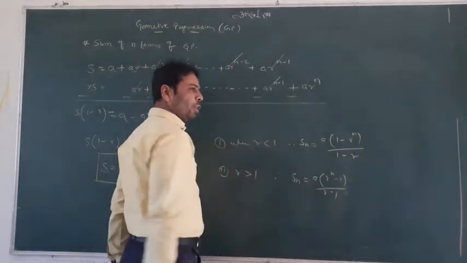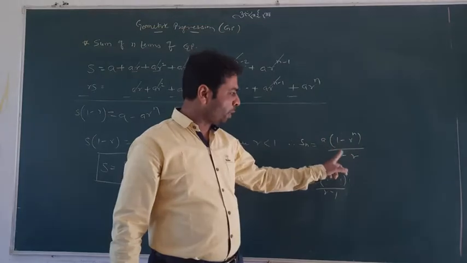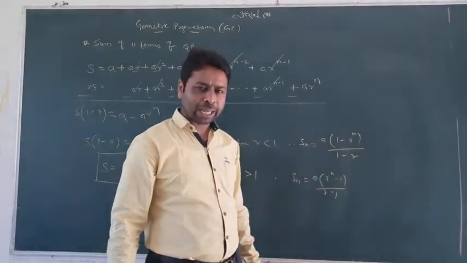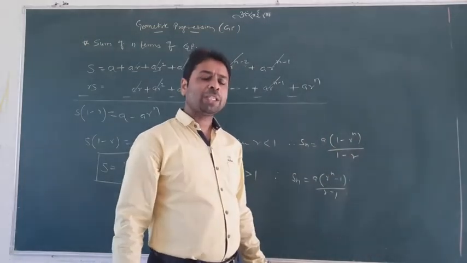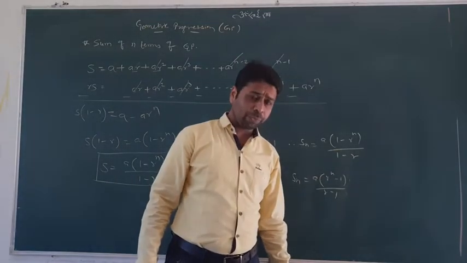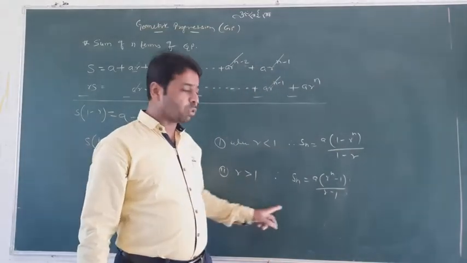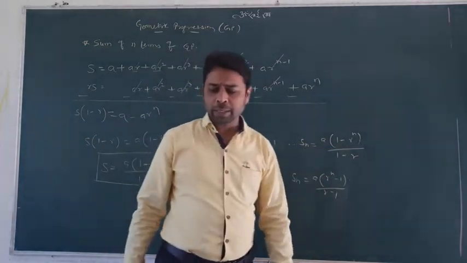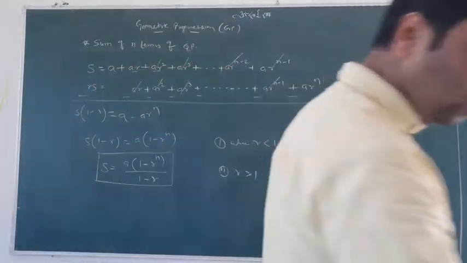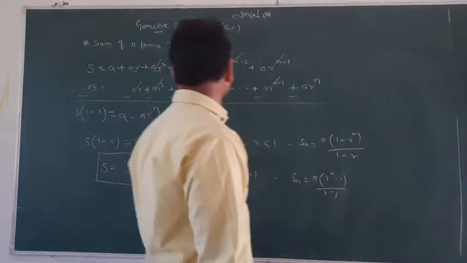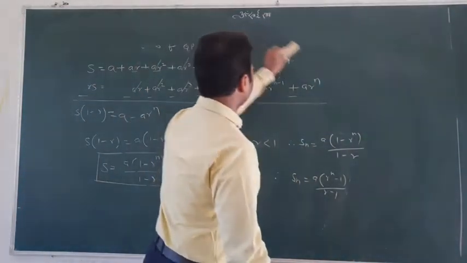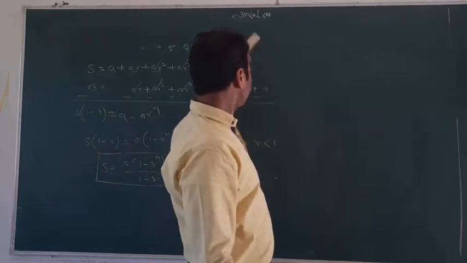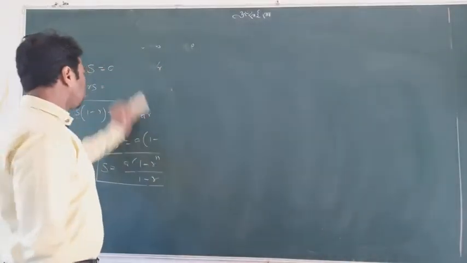Both are actually the same. But I took minus common from here as well as here, and both minus will cancel. We'll have the same answer. But this is just for convenience: when R is greater than 1, use this formula. When R is less than 1, use this formula. So remember these two formulas, because when we do questions, they'll definitely be used a lot. So let me write this all out, and I'll move on to some questions from the book.